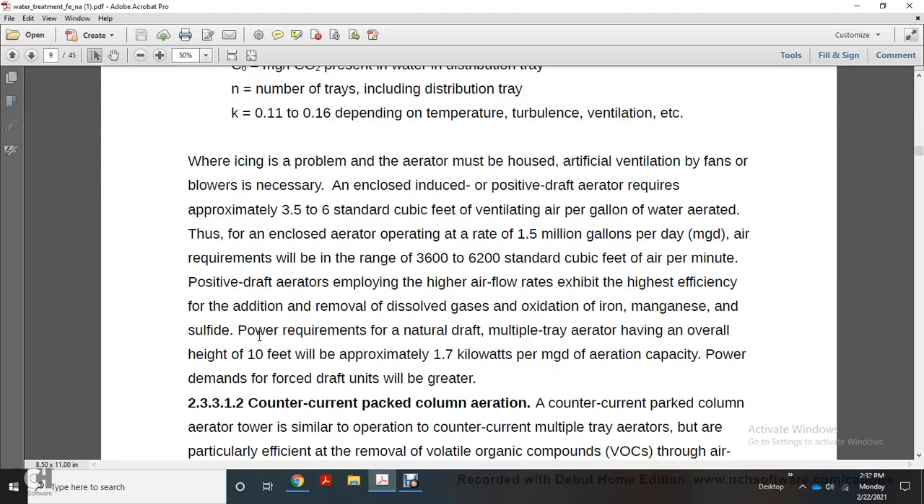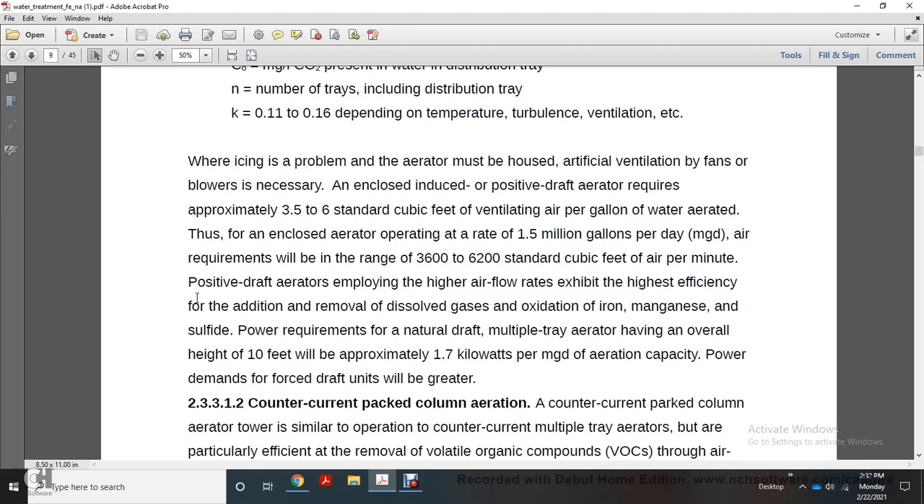When there is a problem with the aerator, the most helpful solution is artificial ventilation by means of a blower. An induced draft for the aerator is required, at approximately 3.5 to 6 cubic feet of ventilation air per gallon of water aerated. For this enclosed aerator operating at a rate of 1.5 million gallons per day, air requirements will range between 3,600 and 6,200 standard cubic feet of air per minute.